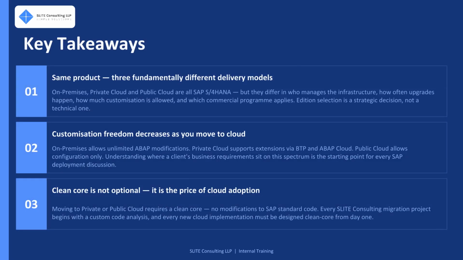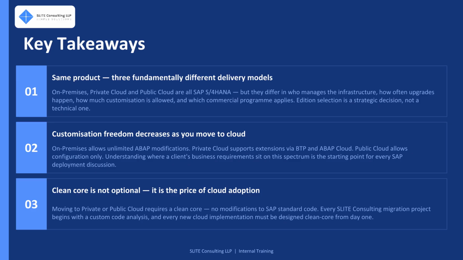The 3 takeaways the team should leave with. Takeaway 1. It is the same product, but 3 fundamentally different delivery models. On-premises, private cloud, and public cloud are all SAP S/4HANA. The difference is who manages the infrastructure, how often upgrades happen, how much customization is allowed, and which commercial program applies. Edition selection is a strategic decision, not a technical one.